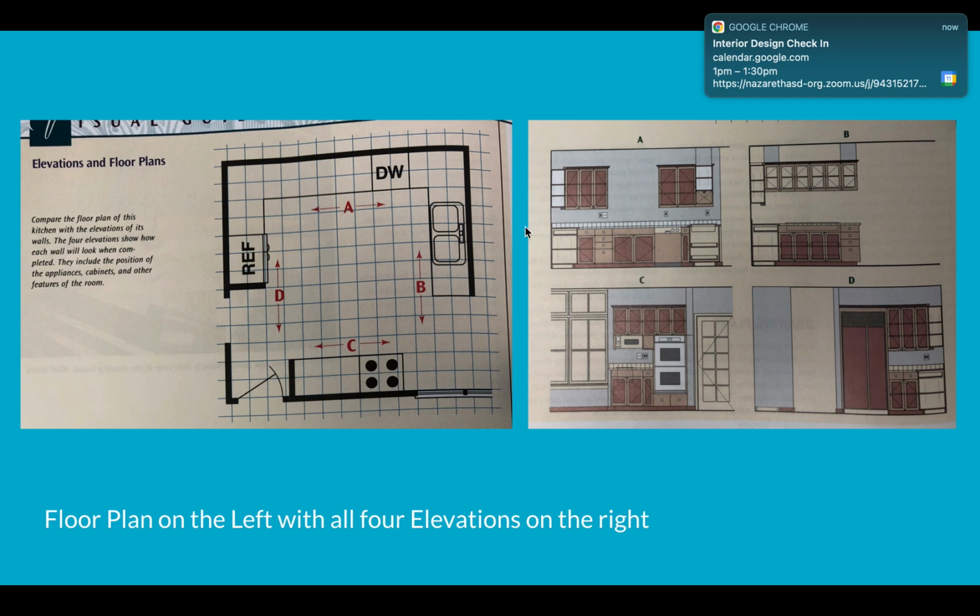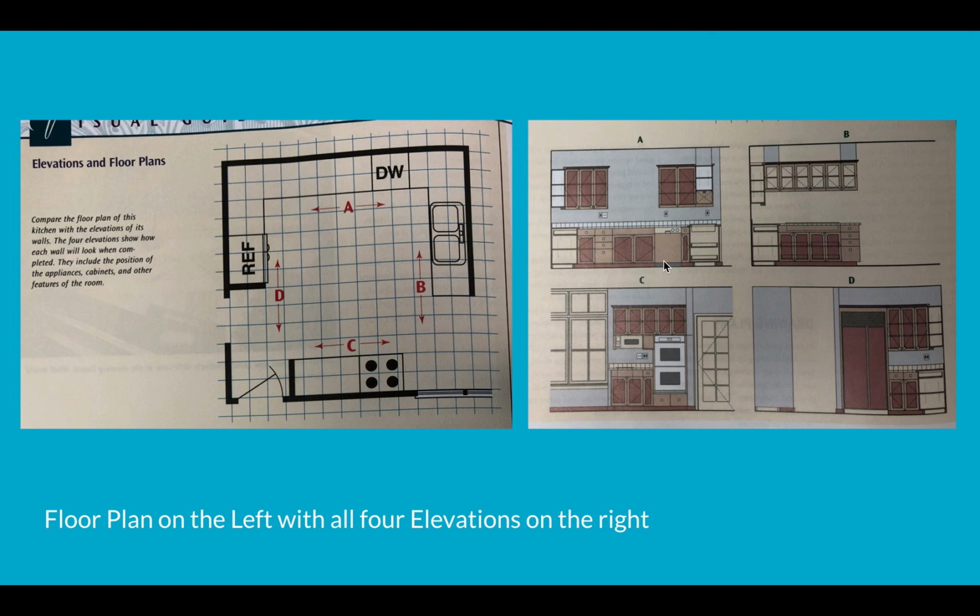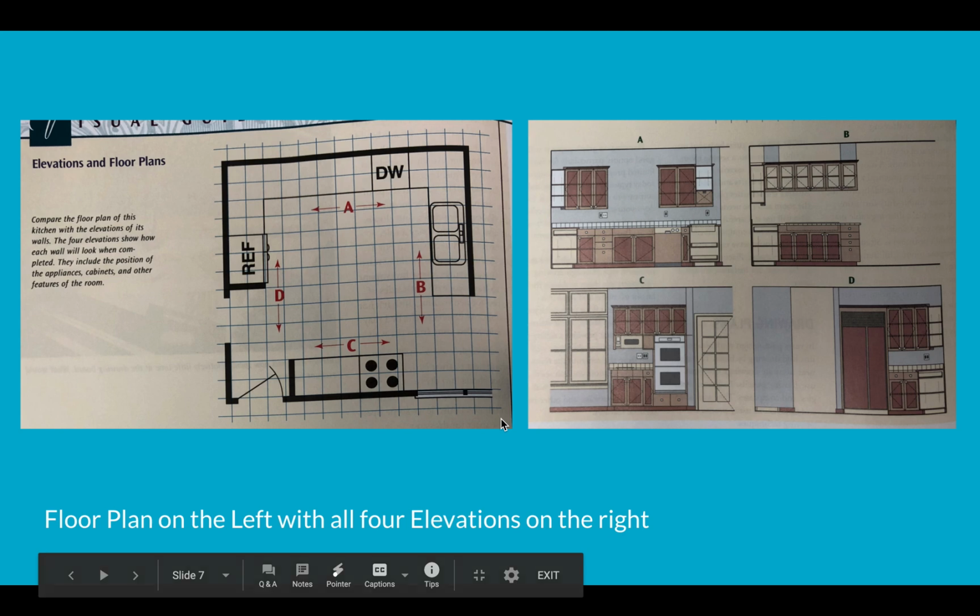And so here's an example of a floor plan, and then each of the elevations that goes along for each wall on that floor plan. So you can see this is wall A, and then this is elevation A. And so we can see the heights of the cabinets, cabinet doors, cabinet drawers, and all of the different things that are going to go on that wall in relation to each other.